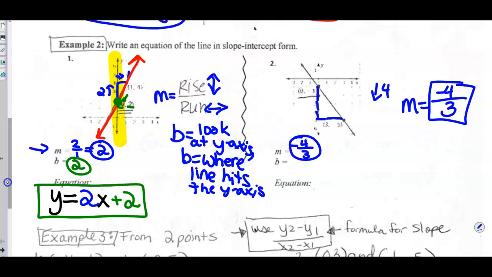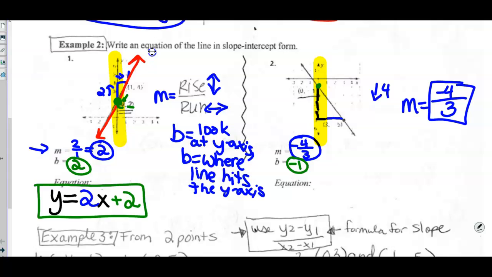Now my b. I just need to look at, and this is a little bit harder to see on my copy, but this is the y-axis that I'm highlighting right here. My line hits right here, and if you notice, that's at negative 1. This is right on the y-axis at negative 1. So that is my y-intercept, also known as the b variable. So I have the two pieces I need for my equation now.